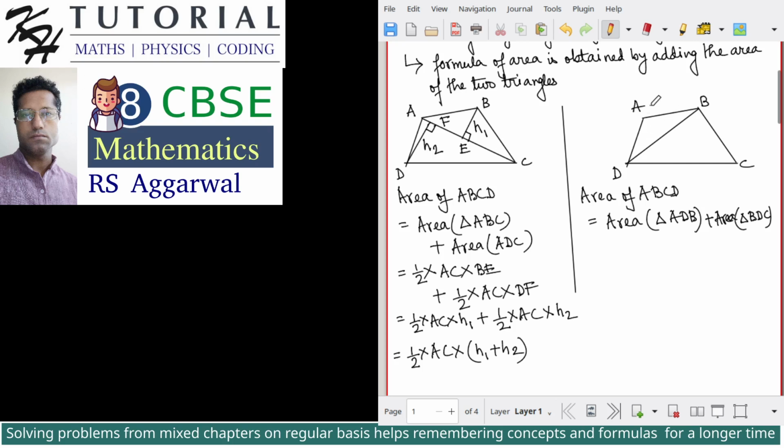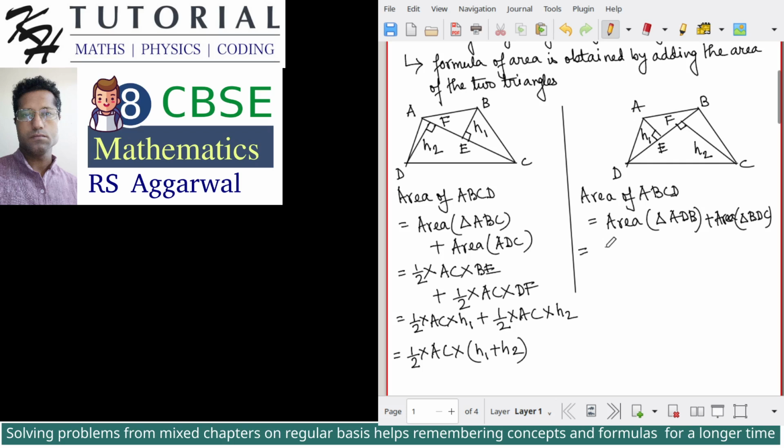So for the triangle ADB, let AE be perpendicular to BD. So AE will be the height of the triangle ADB. Similarly, from the vertex C, let CF be perpendicular to DB, and let the length of the line segment CF be H2, and the length of the perpendicular AE be H1.